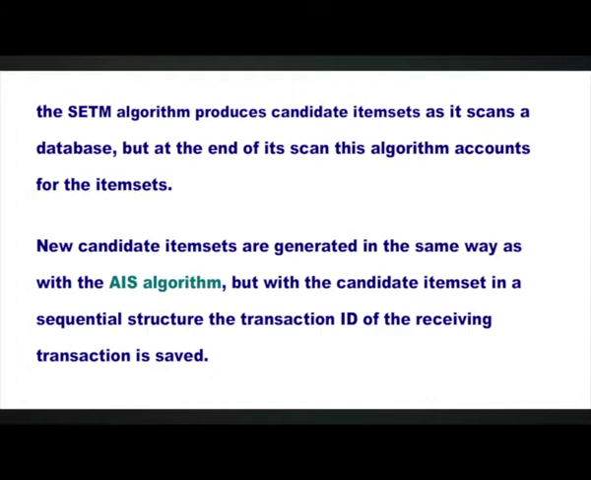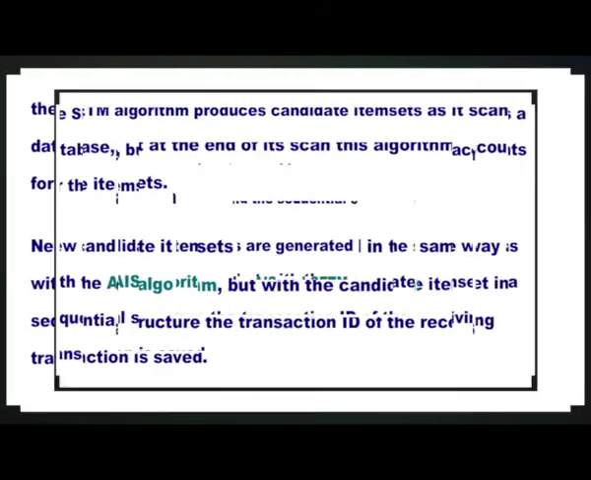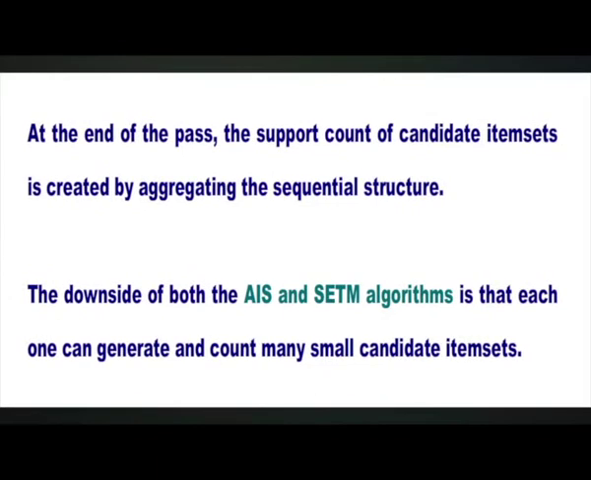Also, the SETM algorithm produces candidate item sets as it scans the particular database, but at the end of its scan, this algorithm accounts for the item sets. New candidate item sets are generated in the same way as with the AIS algorithm, but what is the difference? With the candidate item set in a sequential structure, the transaction ID of the generating transaction is saved in the case of SETM. At the end of the pass, the support count of candidate item sets is created by aggregating the sequential structure. The downside of both the AIS and SETM algorithms is that each one can generate and count many small candidate item sets.